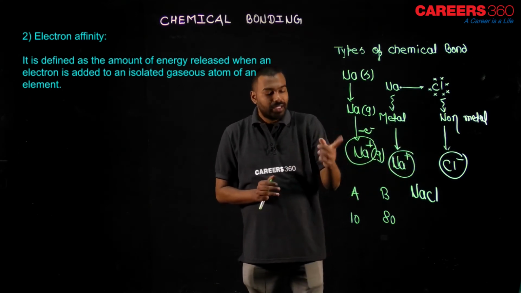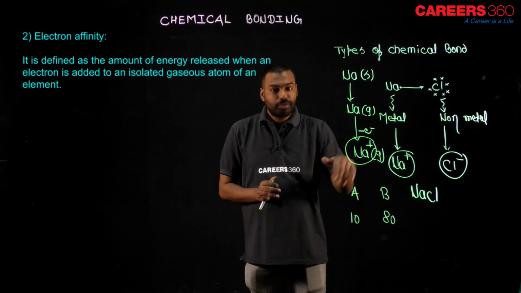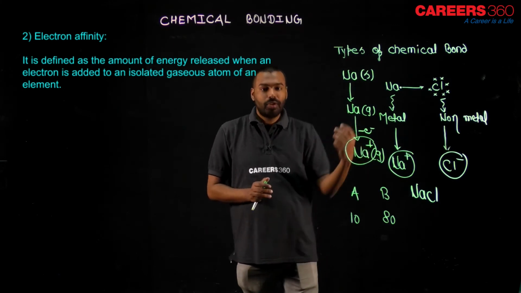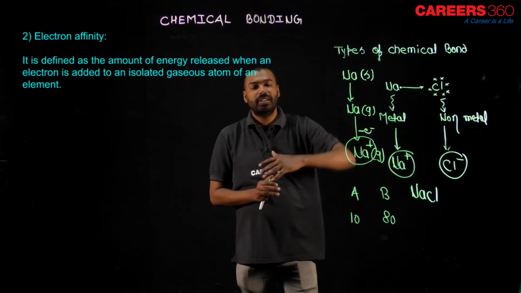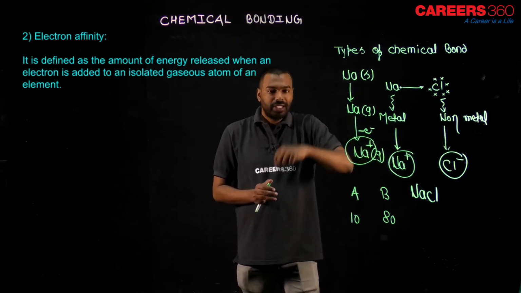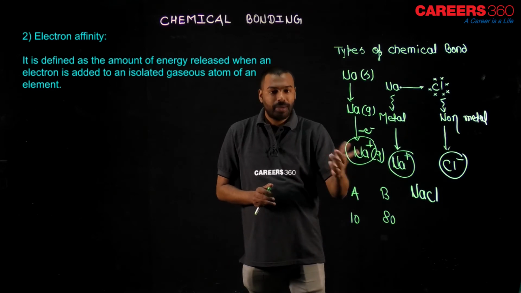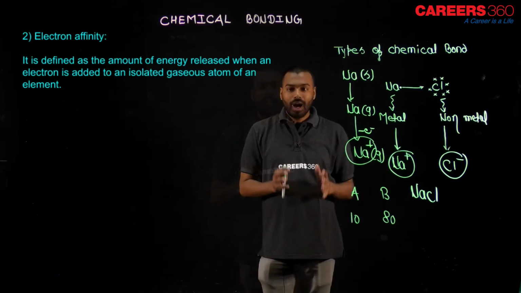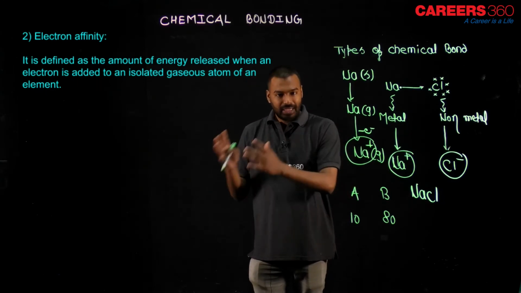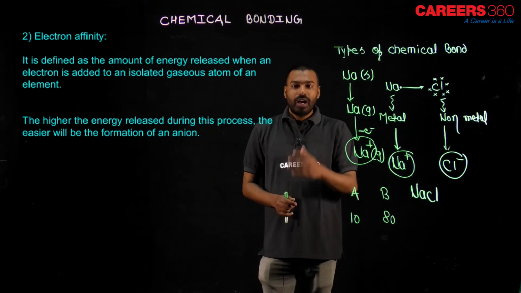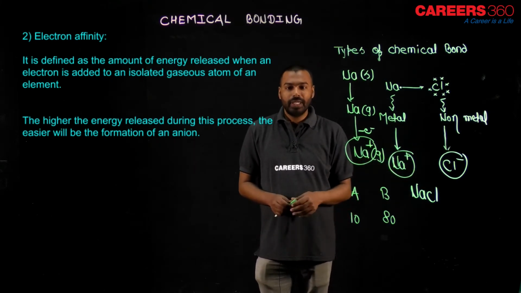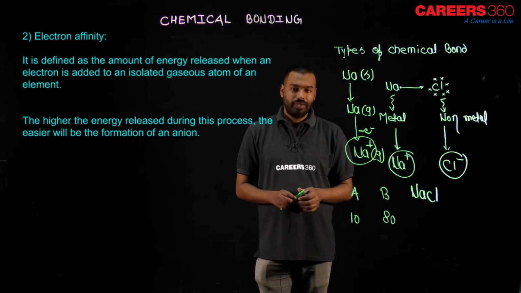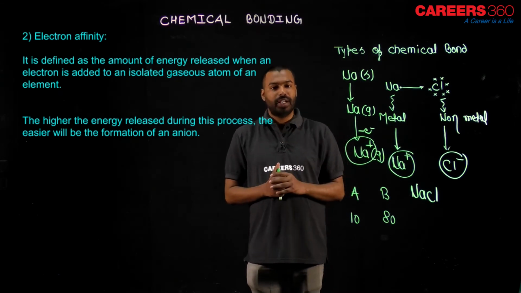Okay. What is ionization energy? Energy absorbed during the releasing of one electron, and here due to addition of one electron energy will be released. Due to removing one electron, energy will be absorbed, right? Okay. How does electron affinity affect? Let us see that. Higher the energy released, I mean more electron affinity, easier will be the formation of an anion. Why? Wait, understand.